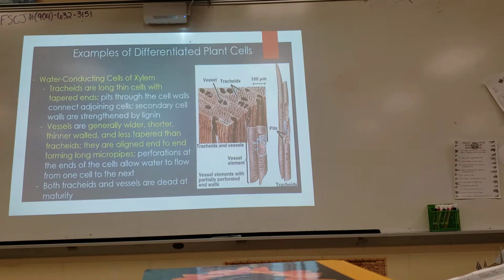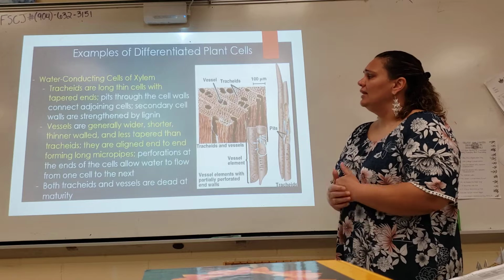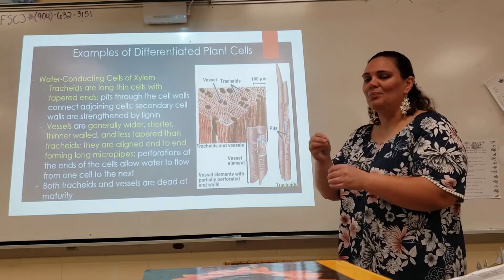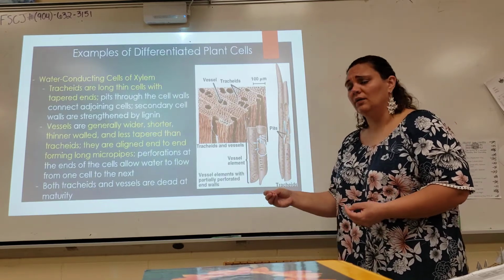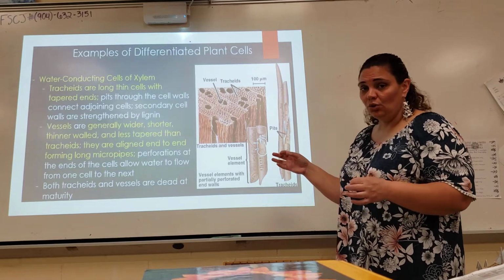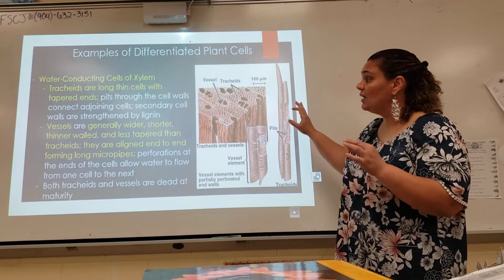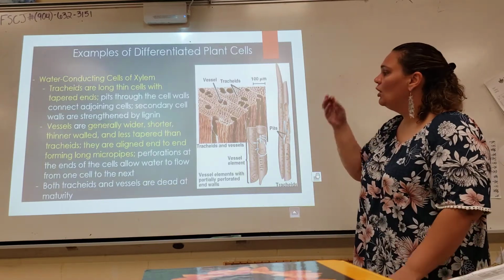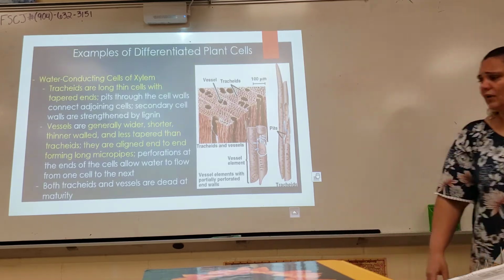All right. Water conducting cells of xylem. Tracheids are long, thin cells with tapered ends. Tracheids are what make up the xylem, and they carry water. Vessels are wider, shorter, thin-walled, and less tapered than the tracheids, and they're lined end to end to make these little micropipes to allow things to pass through them easily.